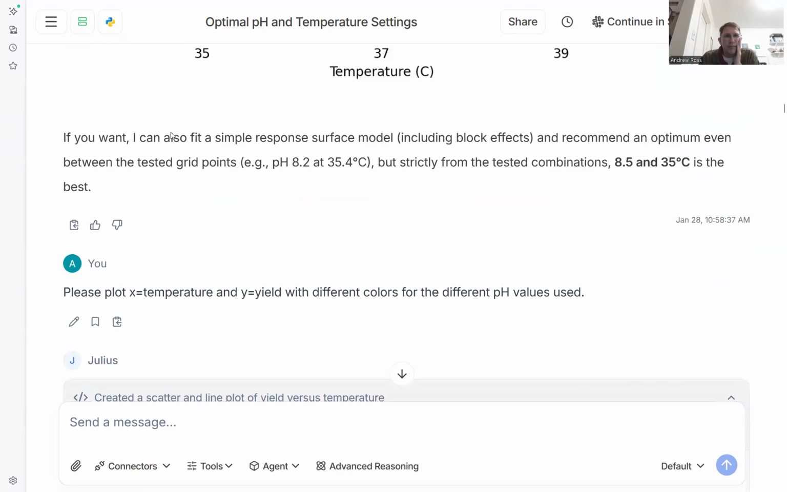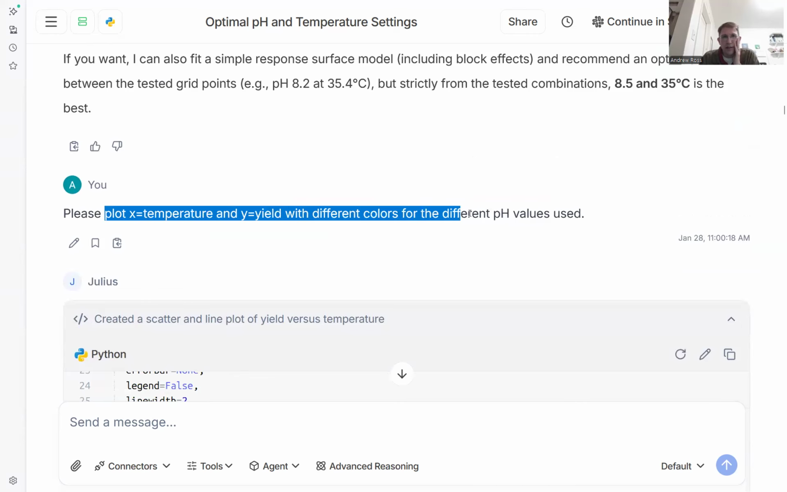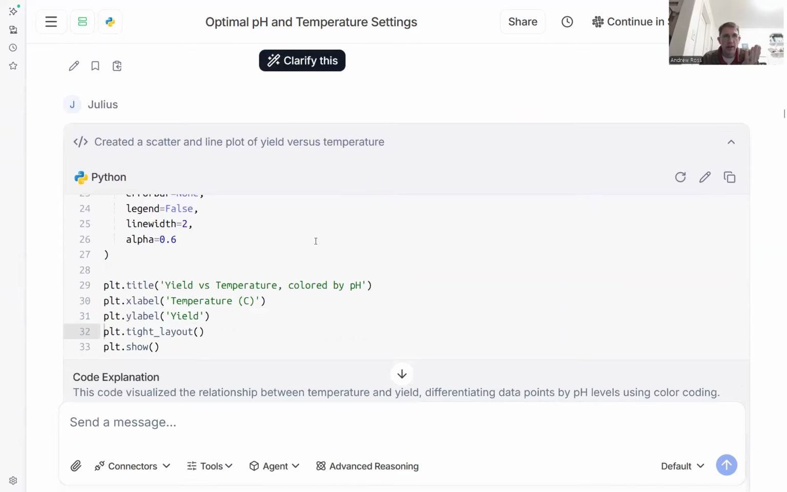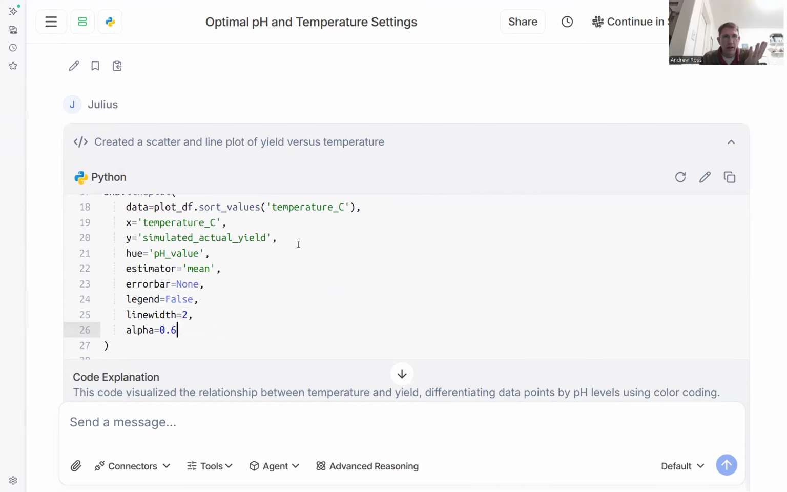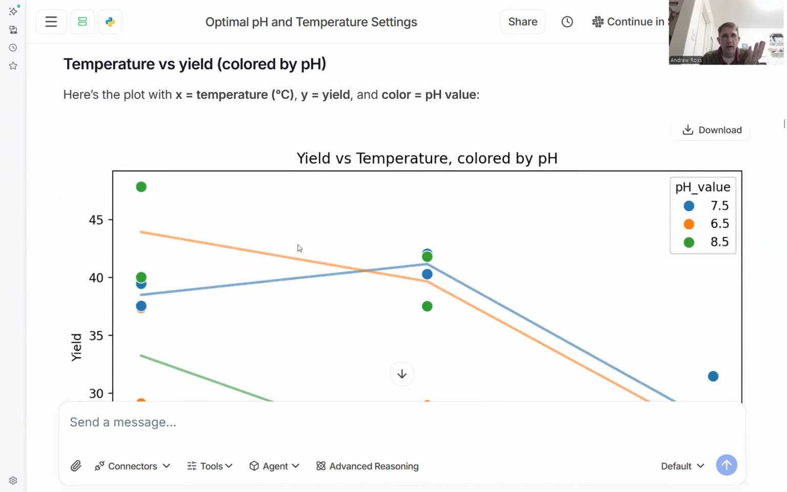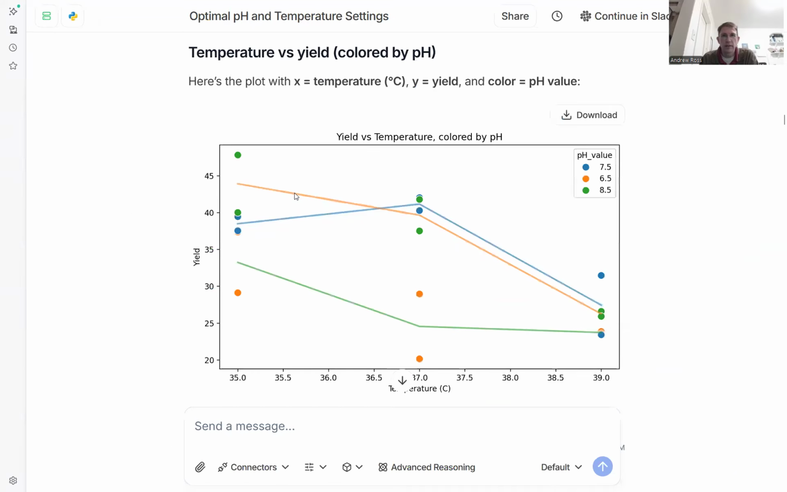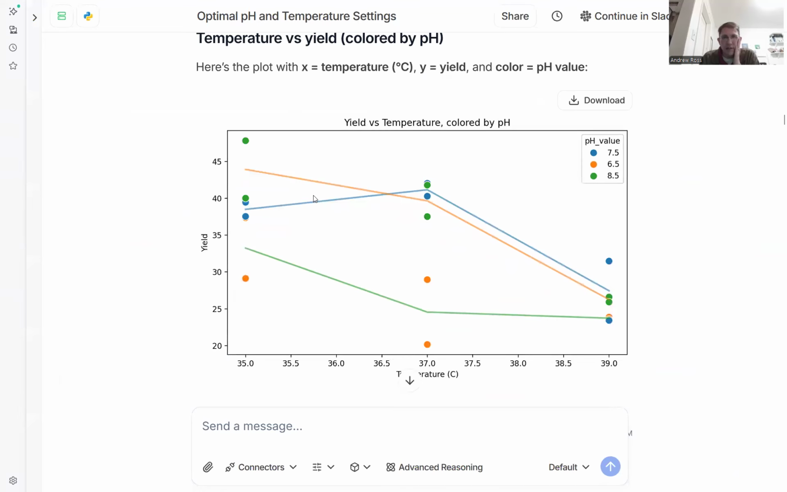Then I told it, please plot X equals temperature and Y equals yield with different colors for the different pH values used. And it shows me the code it used to plot it, which all looked reasonable to me. And then let's look at the graph. And this surprised me. See if you notice anything interesting about it.